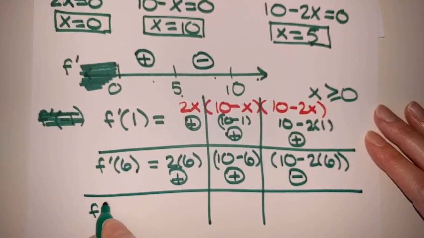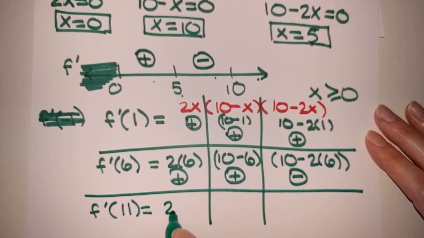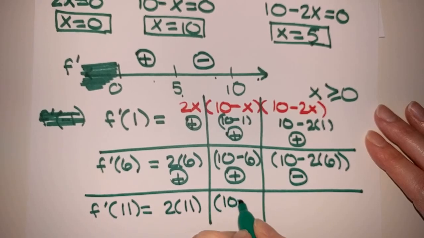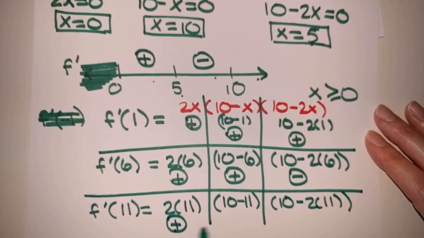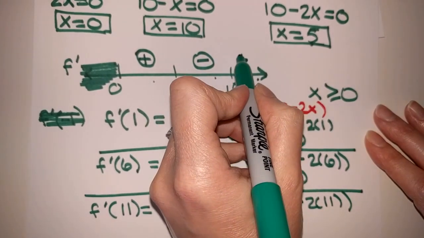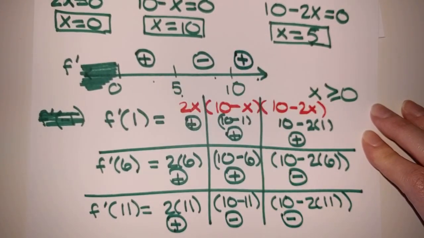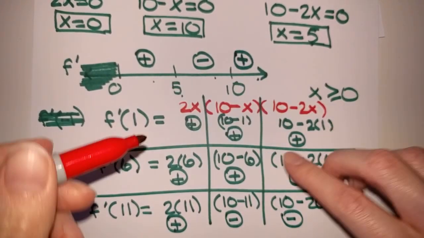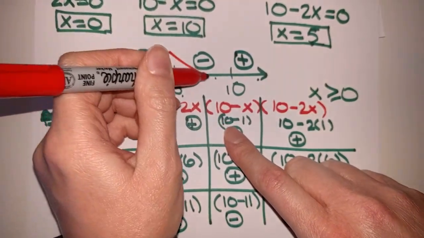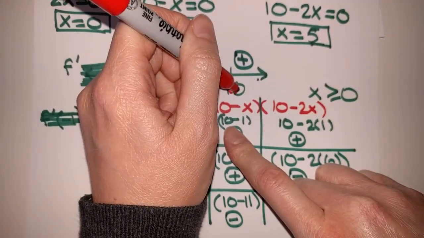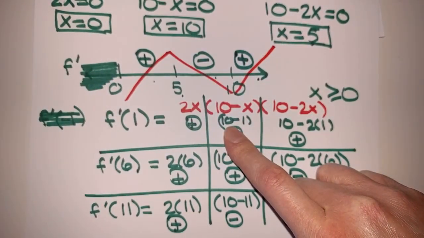And then we might plug in, let's say 11. So we'll have 2 times 11, 10 minus 11, and then 10 minus 2 times 11. So evaluating this out, we get a positive, a negative, a negative. So overall, we have a positive. So our first derivative test here is showing us that we are increasing until 5, decreasing between 5 and 10, and then increasing after 10.